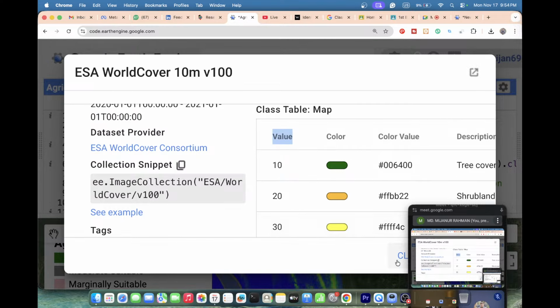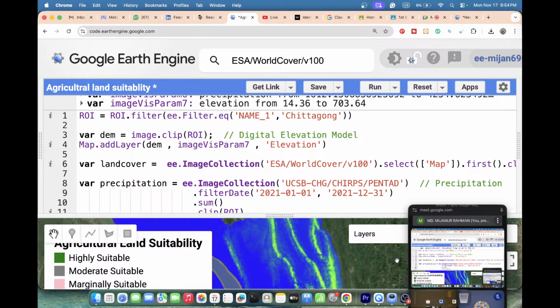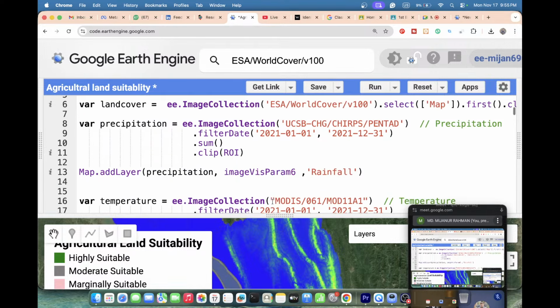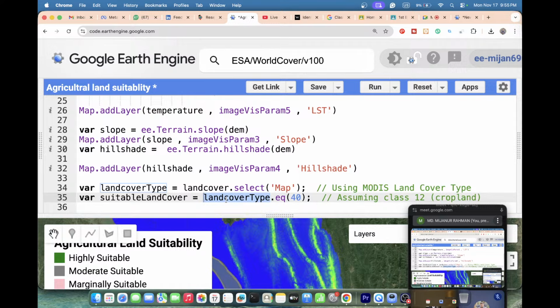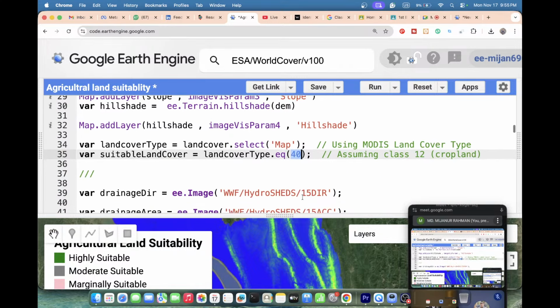So this 40 we simply mention because I want to identify agricultural land suitability or cropland area. So then I need to work with this class. So I simply apply the land cover type equal 40. Okay, 40 is the class level for the cropland area.